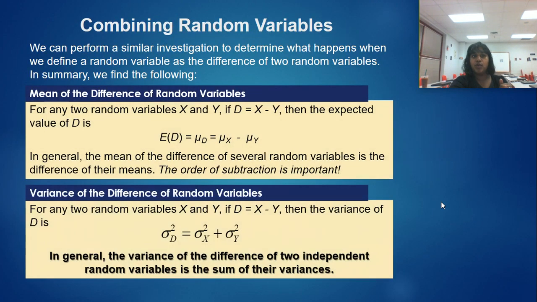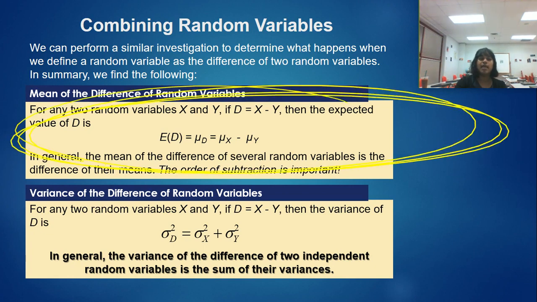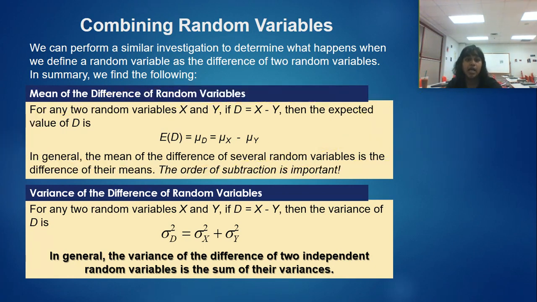What happens, though, when we have a difference? So I want you to notice the only major change is the mean. I mentioned it before that if you're summing, then your means just add. Well, if you're differencing, then your means just subtract. But what do you notice about the variance? The variance stays the same. Your variance will still be added together. So please do note that. In general, the variance of two different independent variables will be the sum, whether you're subtracting or adding.